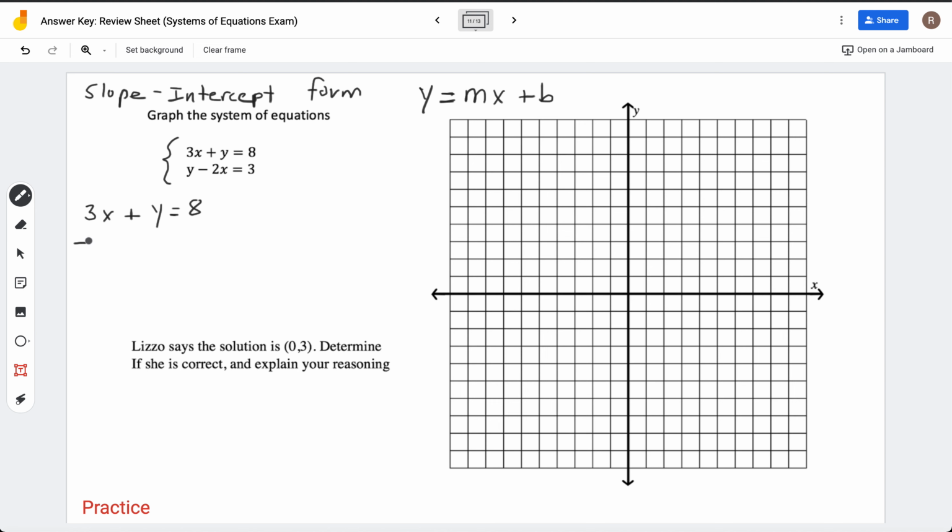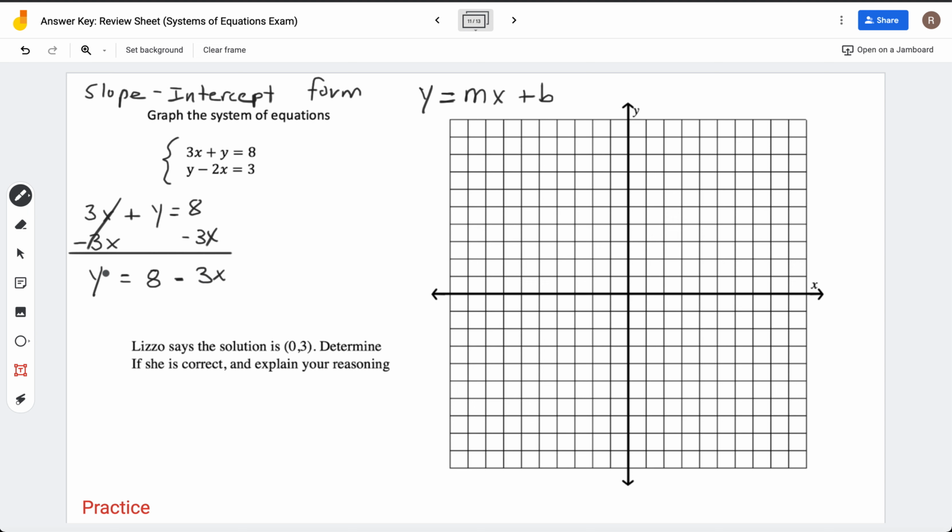So we're going to subtract 3x to get rid of it from this side. And whatever we do to this side, we must do to the other side. So if I subtract 3x, we're going to bring down this y, pull it over here. y is equal to 8 minus 3x. Now remember, these are not like terms, so we cannot combine these two numbers. So we're going to see y is equal to 8 minus 3x.